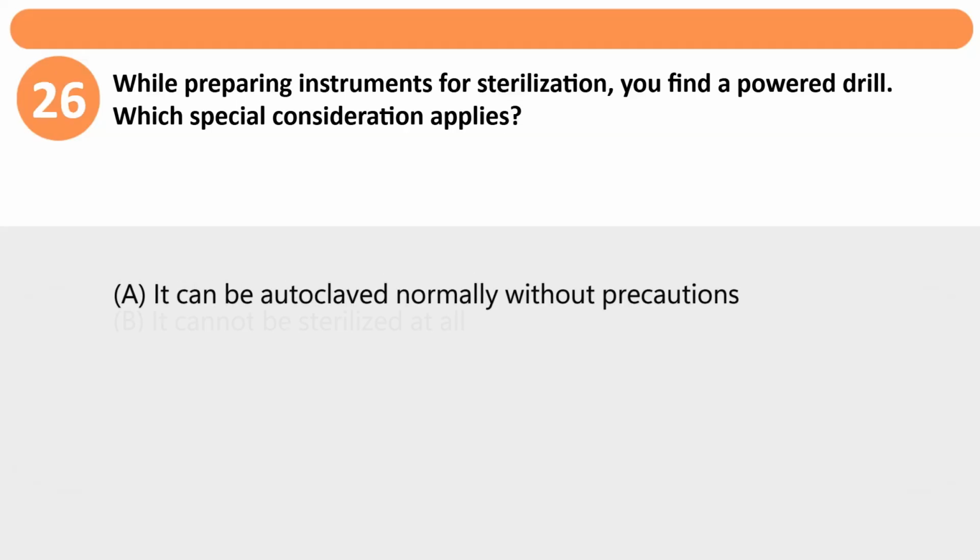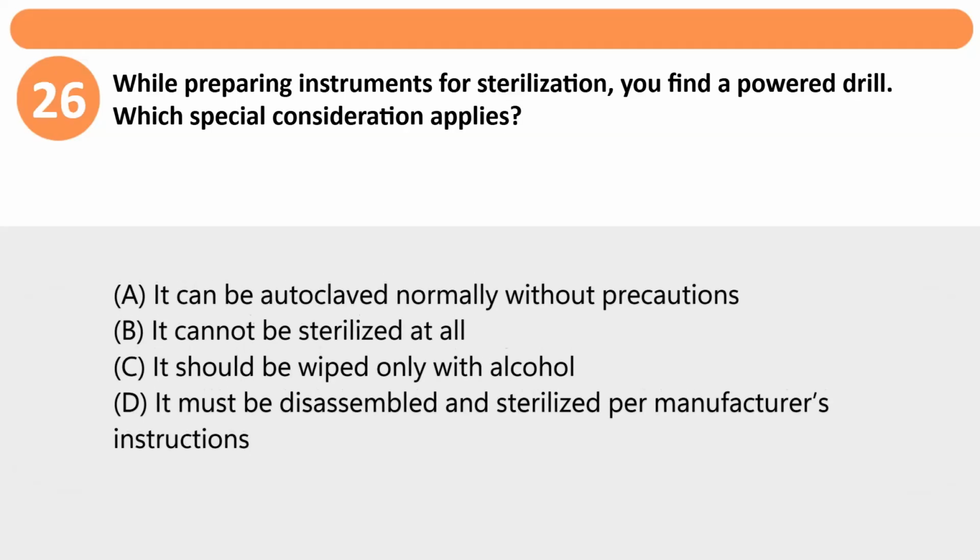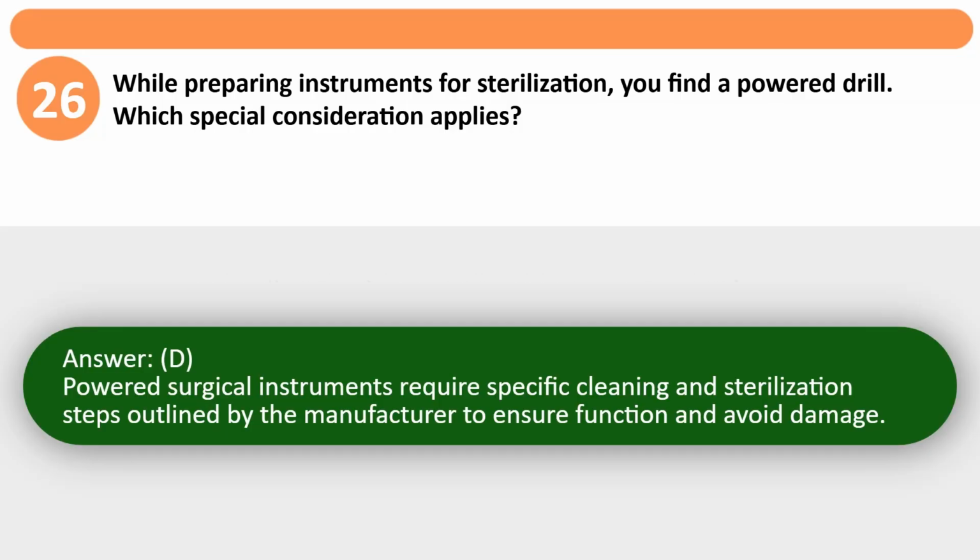While preparing instruments for sterilization, you find a power drill. Which special consideration applies? A. It can be autoclaved normally without precautions. B. It cannot be sterilized at all. C. It should be wiped only with alcohol. D. It must be disassembled and sterilized per manufacturer's instructions. Answer, D. Powered surgical instruments require specific cleaning and sterilization steps outlined by the manufacturer to ensure function and avoid damage.